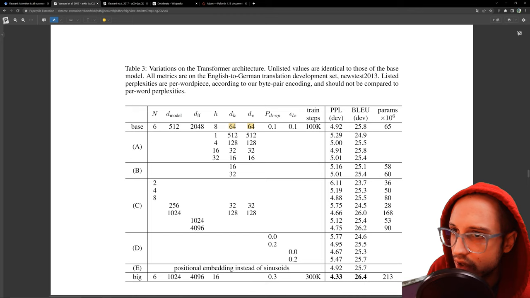So there actually isn't much difference here. If you look at all these scores here, all of these are within 1 point. So even doubling the dimensionality of the keys and doubling again, right? Still not really making a difference.